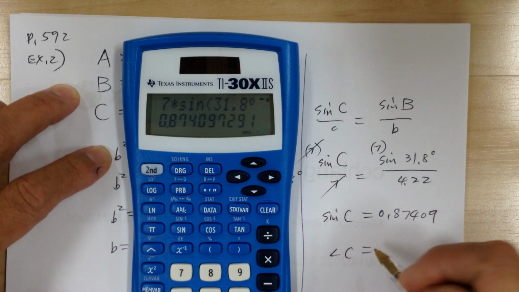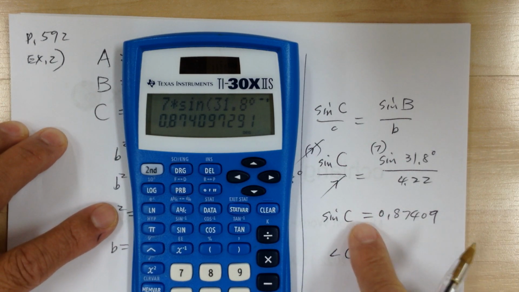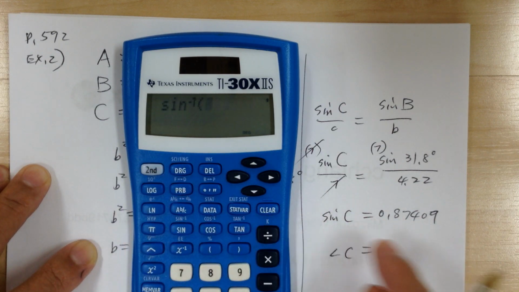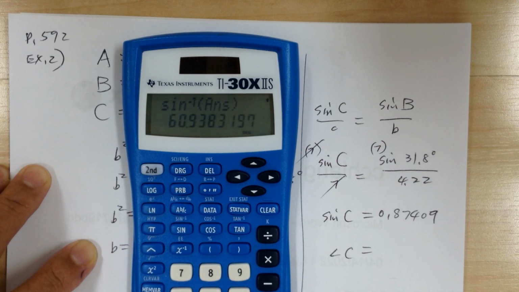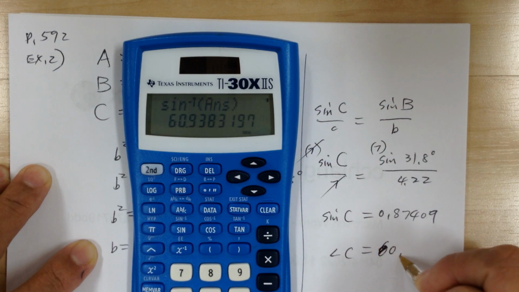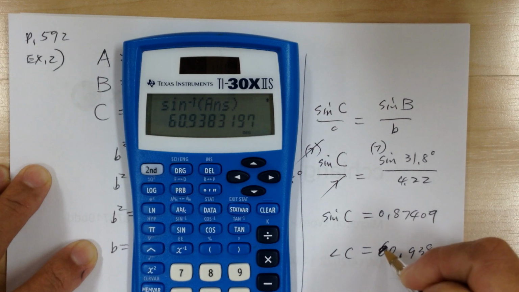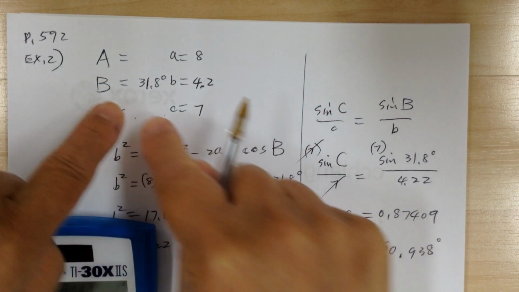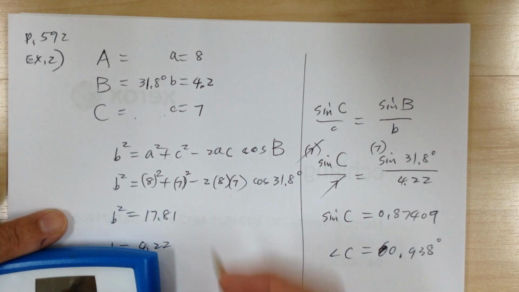So you get angle C equal to, so I'm going to find the angle, I have to use second function. So I go second sine of the number from before, second answer, okay, equal, so I get 60.938 degrees. But again, I carry extra digits, but when I round it off here, I get 60.9.